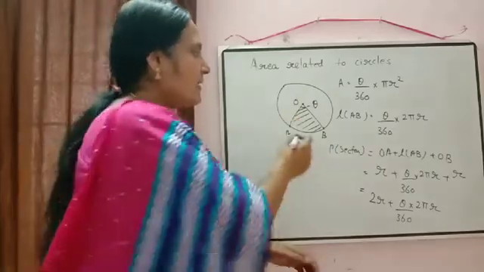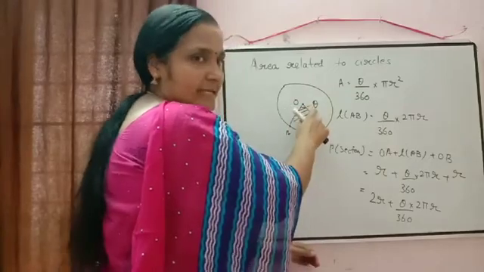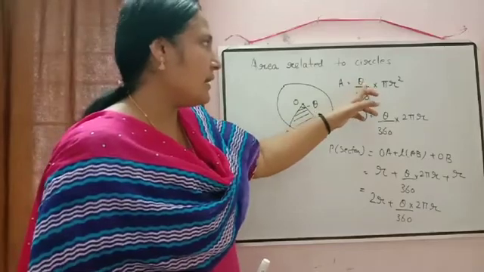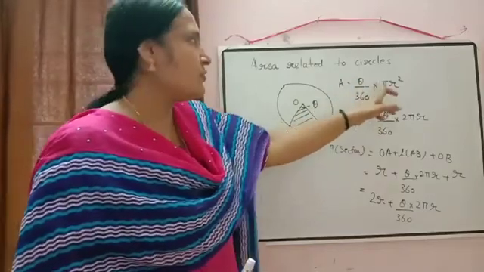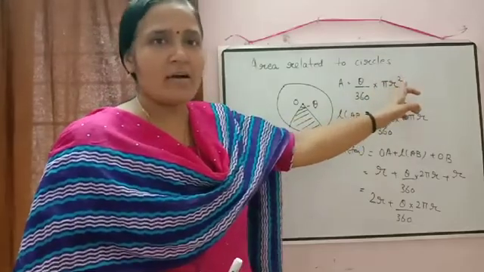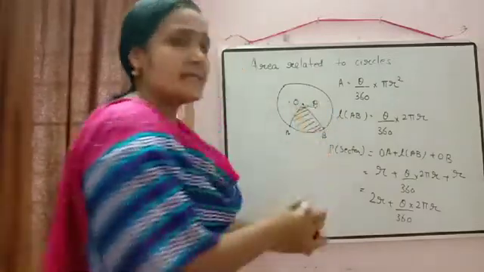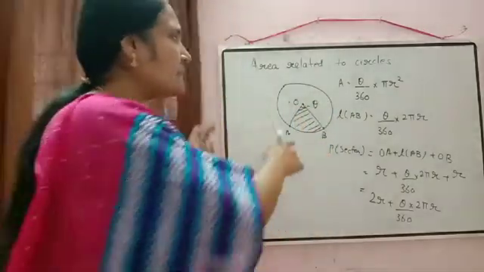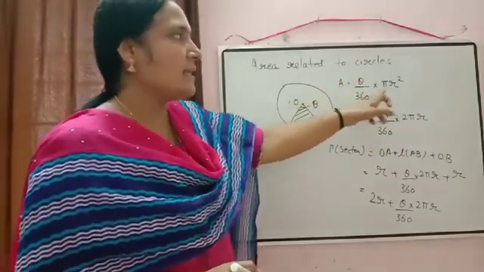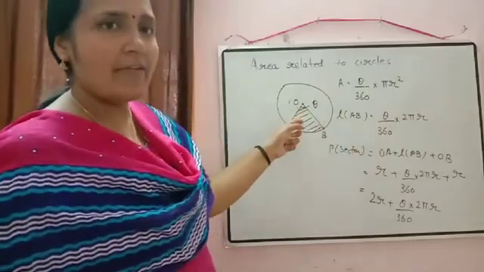If the angle made by the arc AB at the center is theta, then we calculate the area of the sector using the formula theta by 360 into pi r square, where pi r square is the formula for the area of a circle, and we know the total angle around a point is 360 degrees. So if our angle is theta, that's why we wrote the formula theta by 360 into pi r square. That is the formula for the area of a sector.